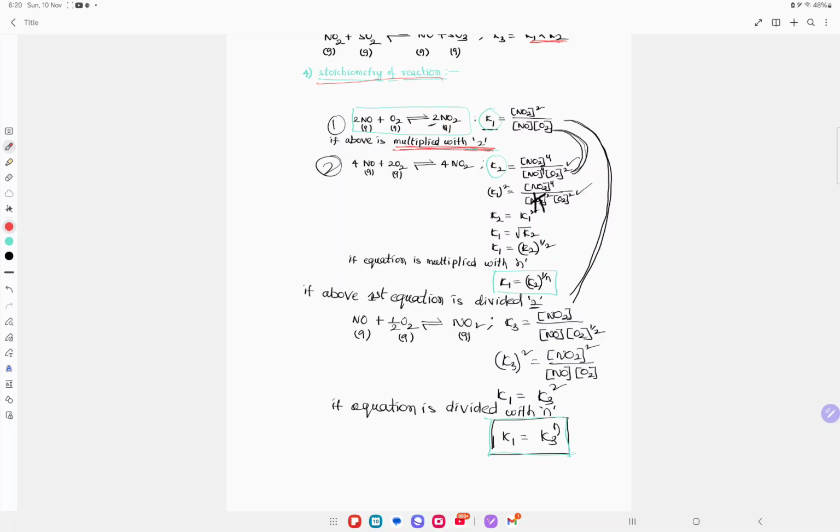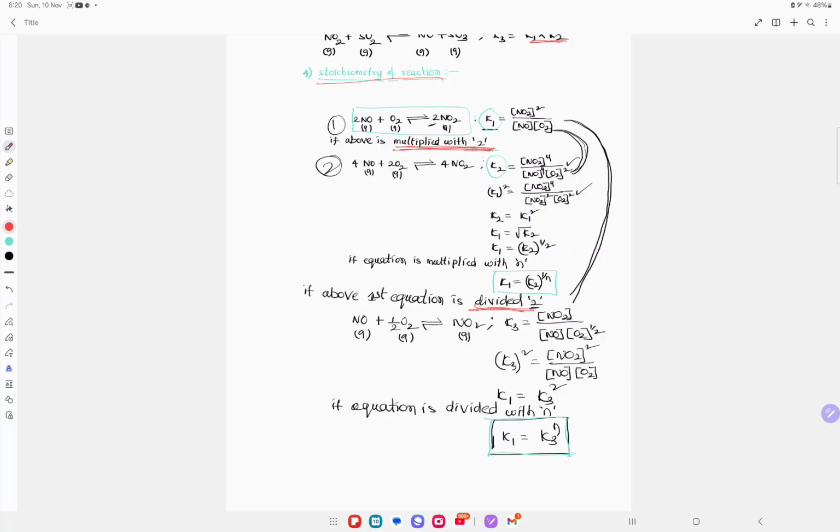If multiplied with 2, then it becomes power 1 by 2. If the equation is multiplied with n, then it becomes power 1 by n. In this case, this is division. If the equation is divided by 2, we get K3 power 2. If the equation is divided with n, it becomes power n. Divide చేస్తే పవర్ అవుతుంది, మల్టిప్లై చేస్తే పవర్ 1 by that value అవుతుంది అనమాట.